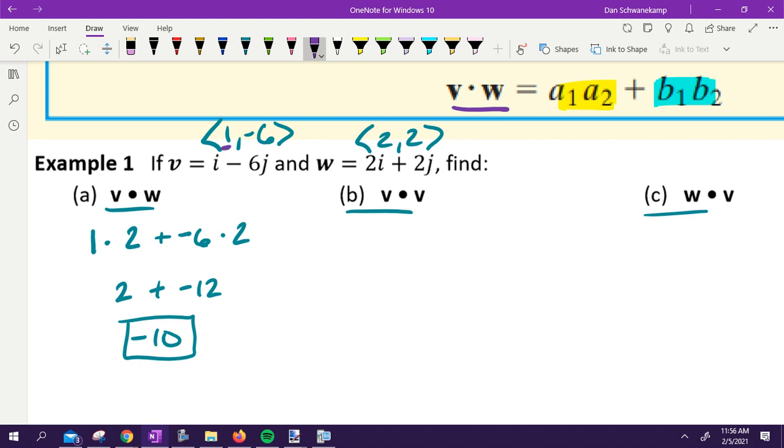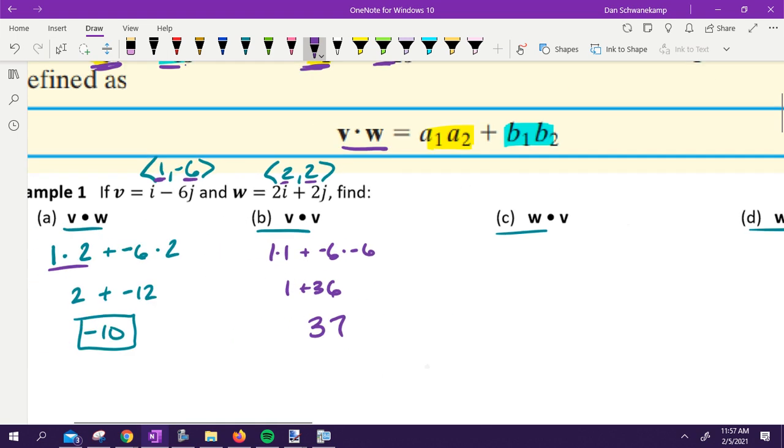So for example, in example 1 here, I've got i minus 6j, so I went ahead and rewrote those vectors. We take the x and the x, we multiply them together. We take the y and the y, we multiply them together. We add those together, we get negative 10. We take v times v. What two numbers am I multiplying together? 1 and 1, so it's 1 times 1, plus negative 6 times negative 6, I get 1 plus 36. 37 is going to be my value.